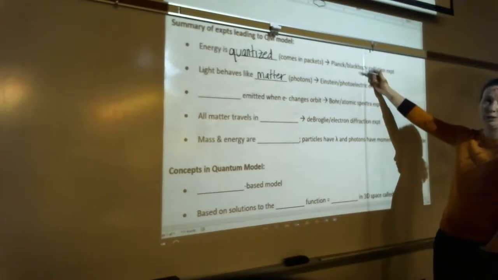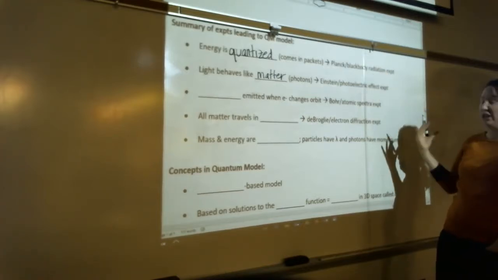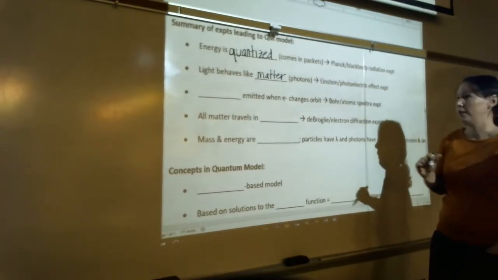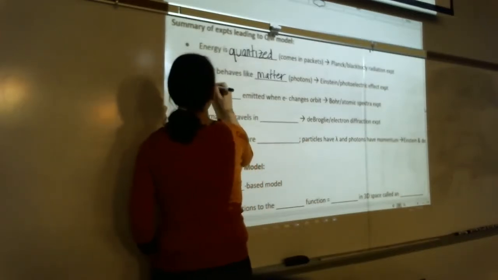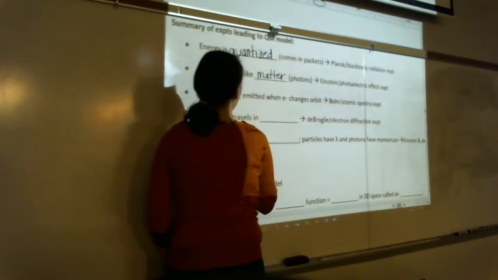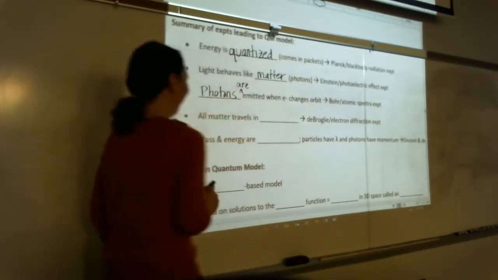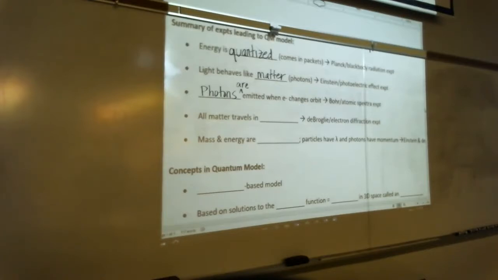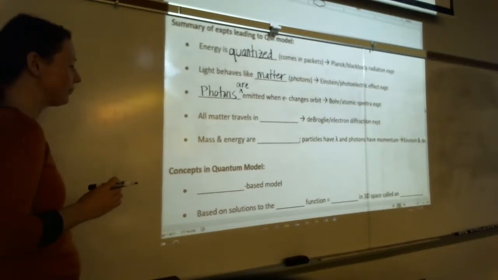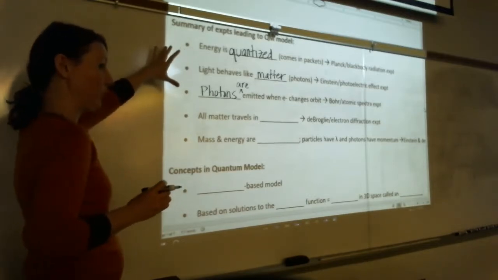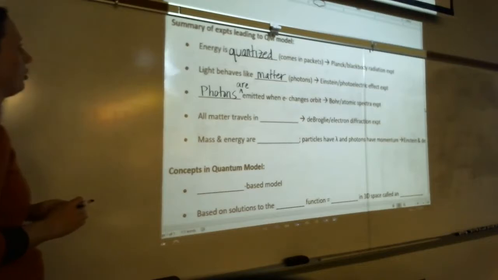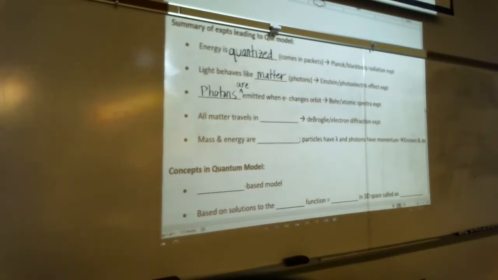These things were factored into the Bohr model, but the Bohr model doesn't fully integrate them the way it needs to. There's another thing that's factored into the Bohr model but is still leaving some holes, and that is photons. Photons are emitted when an electron changes orbit. That's all part of Bohr's model, but these things weren't integrated as fully as they needed to be. So energy is quantized, comes in packets. Light behaves like matter. Photons are emitted when an electron changes orbit.